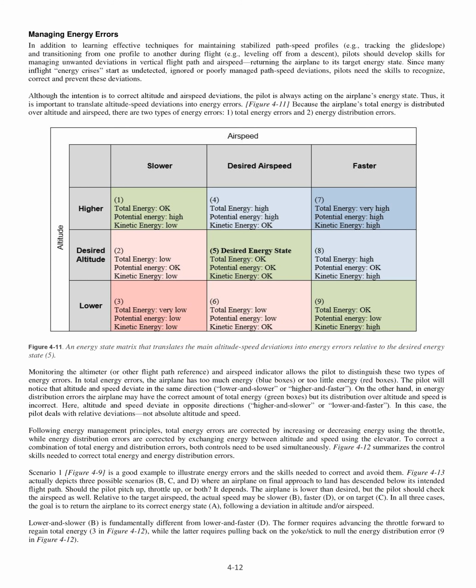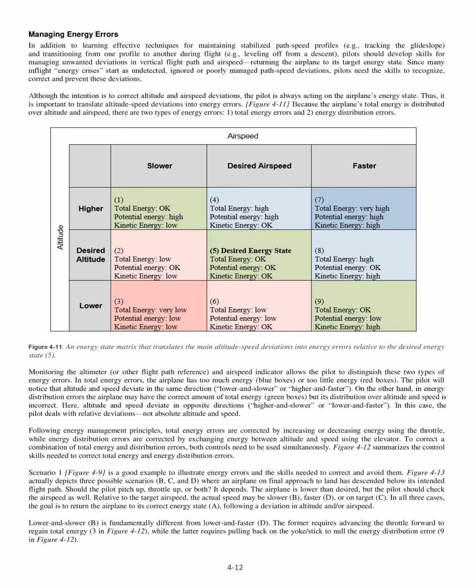Figure 4.13 actually depicts three possible scenarios, B, C, and D, where an airplane on final approach to land has descended below its intended flight path. Should the pilot pitch up, throttle up, or both? It depends. The airplane is lower than desired, but the pilot should check the airspeed as well.